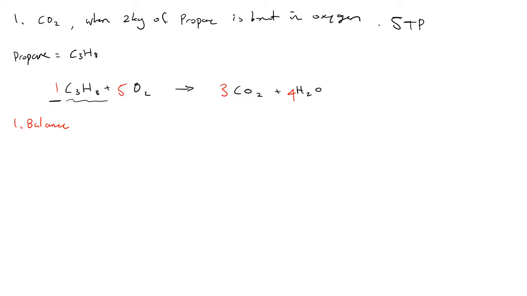So let's calculate the number of moles of propane involved in the reaction. Number of moles is equal to mass over the molar mass. So mass is 2000 divided by the molar mass of propane, which is 44.11, and therefore we get 45.3 moles.